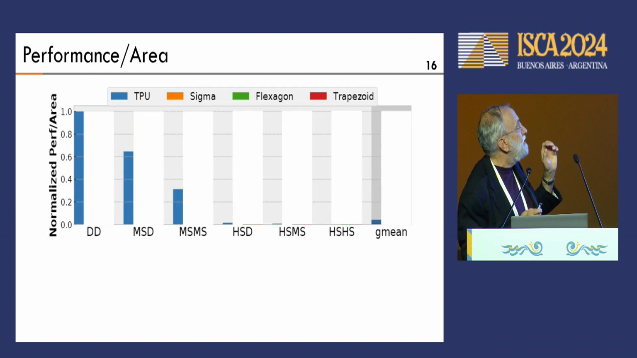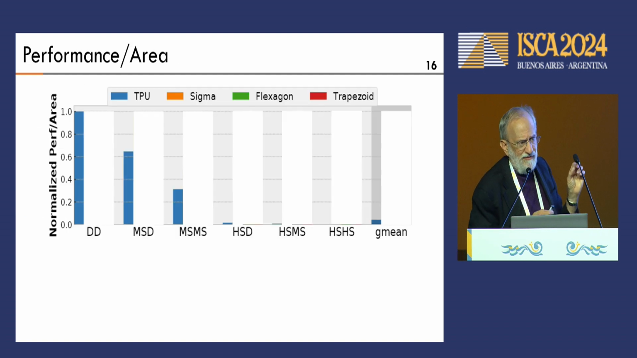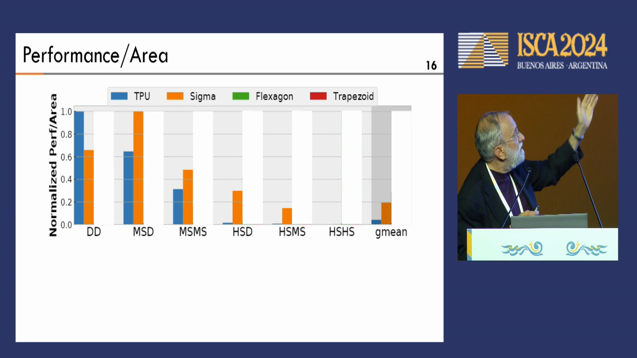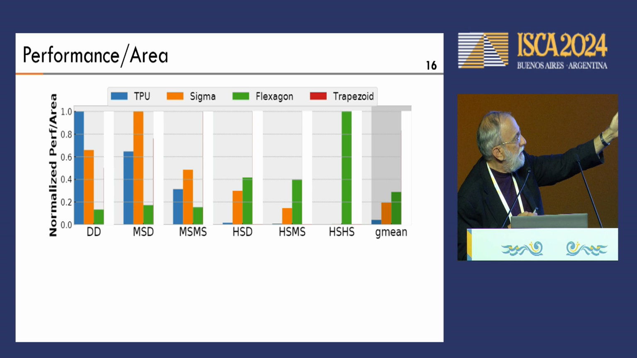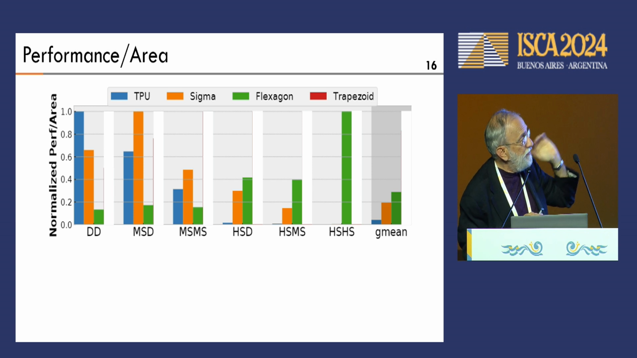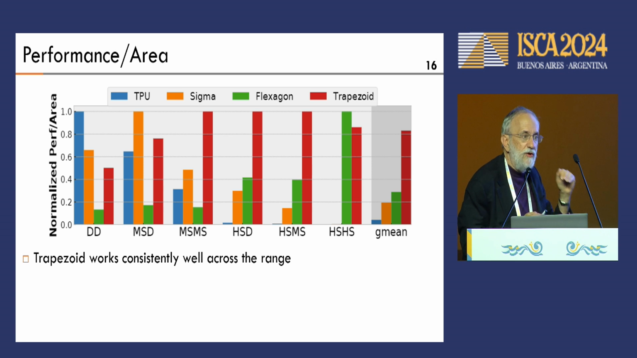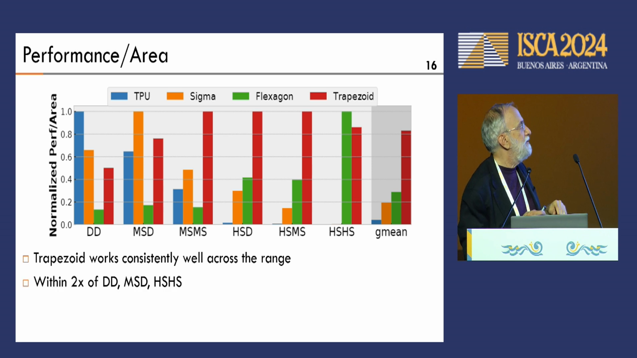So we did an evaluation, and this becomes a quantitative evaluation of the qualitative one that I showed before. Here's TPU doing very well on dense. Here's Sigma doing very well on medium. Here's Flexagon doing very well on highly sparse. And Trapezoid sort of does well across the range.